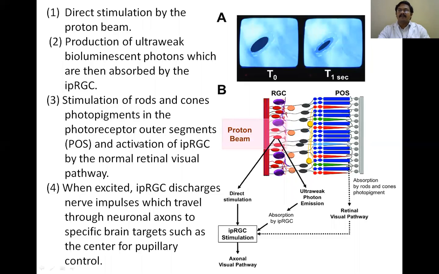It gets the stimulation from the other photoreceptors and receives the impulses from the bipolar cells and the ganglion cells. When it is excited, the intrinsic photoreceptor ganglion cell discharges the nerve impulse, which travels through the neuron axons to specific brain targets. It controls the pupillary reflex. As soon as the photon arrives, it will cause the contraction of the pupil. This plays an important role.